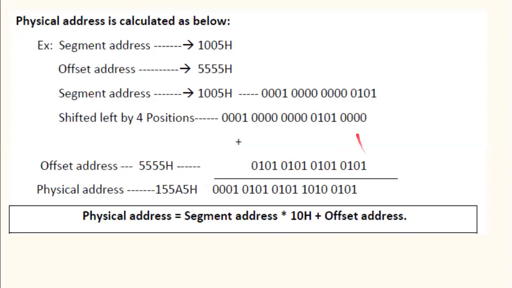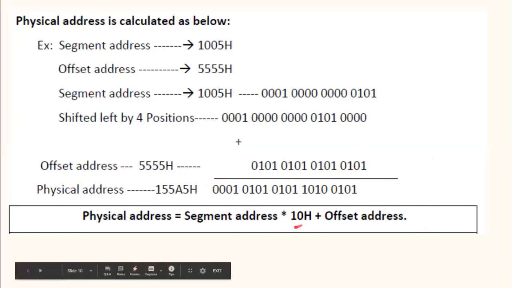So in hex system, shifting to the left by 4 bits is nothing but multiplying by 10h. So the formula for physical address is segment address into 10h, 10 in hexadecimal, plus offset address. This is the memory segmentation and its address calculation.